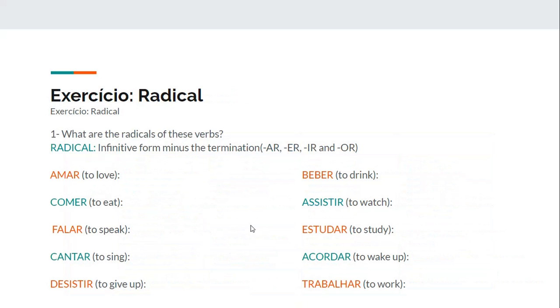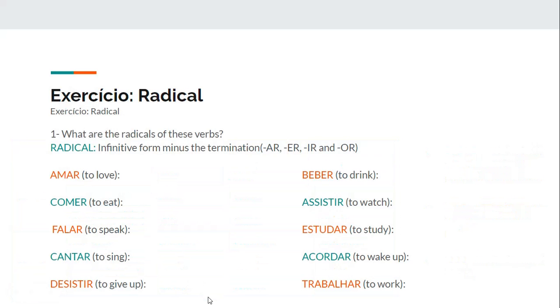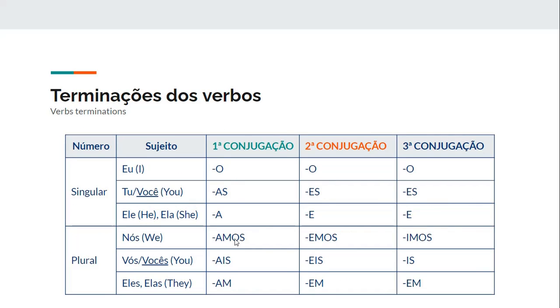Alright, so do you remember when I said that all of them have the radical? As you can see here, green, green, and green, all of them start with green. So remember, green is the radical. And let's take a look at the part in blue, or maybe it looks kind of black on your screen. After green, we have these letters, right? Only the dark blue part: o, as, a, amos, ais, and am. Are they familiar? Yes, they are, because they are from this column in this table here.